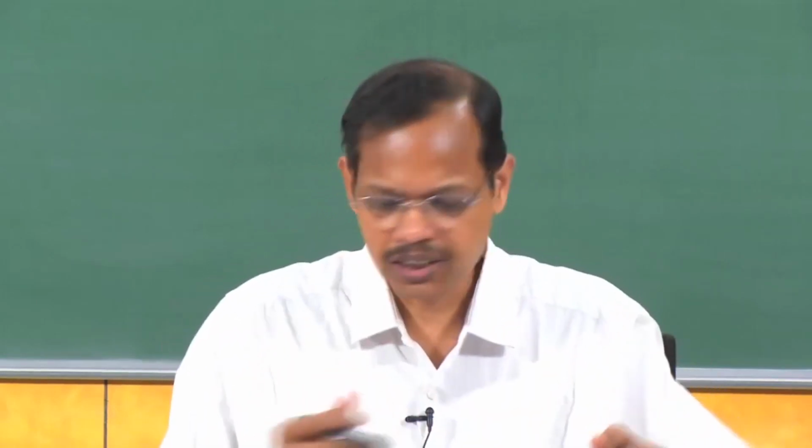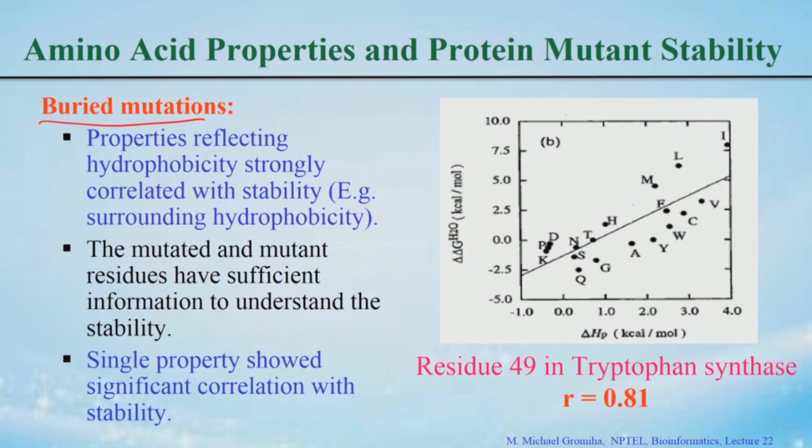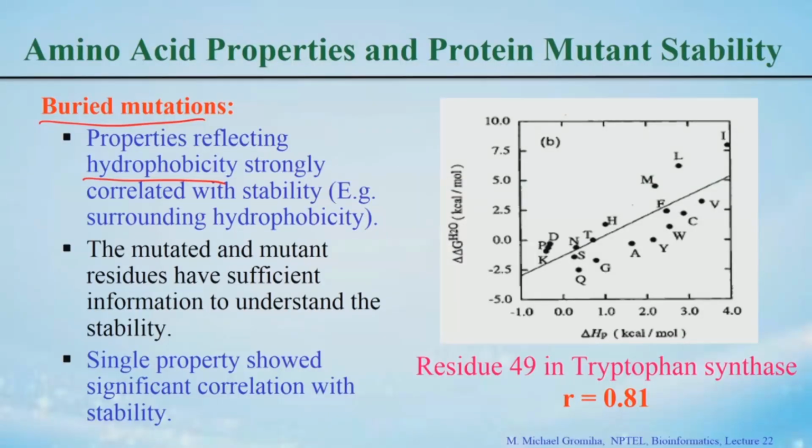You can check various properties. Here I showed the 49 properties, and all the data you can get in our website, original values for all the different properties. If you relate these 49 properties with the stability, some properties have good correlation. For example, when the mutation is in the buried region, mainly the properties reflecting hydrophobicity have good correlation with the stability. Here I show one example, x axis is difference in hydrophobicity and y axis is the free energy change, and you can see there is good correlation between hydrophobicity and stability.